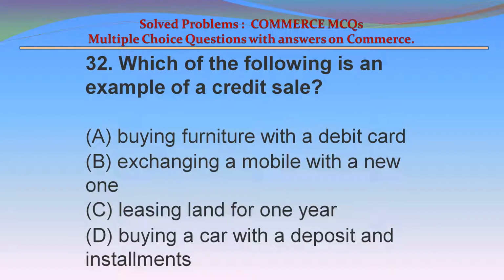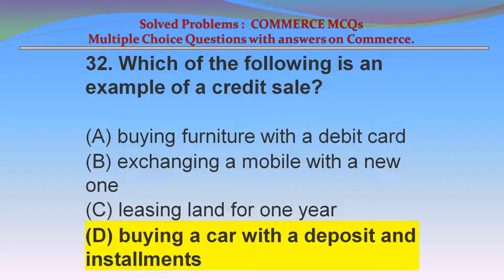32. Which of the following is an example of a credit sale? Option A, buying furniture with a debit card. Option B, exchanging a mobile with a new one. Option C, leasing land for 1 year. Option D, buying a car with a deposit and installments. Answer D, buying a car with deposit and installments.